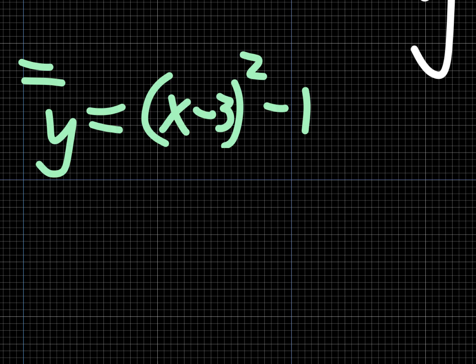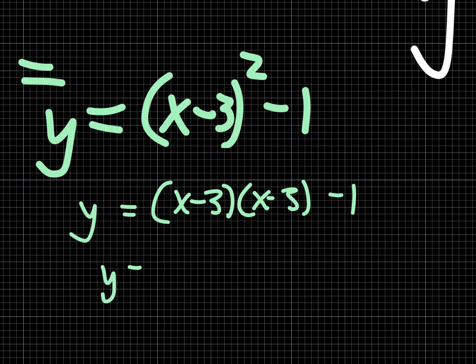All right, you should have known that this is (x minus 3) times another (x minus 3), and then you subtract 1. So that's going to be x squared minus 6x, and then negative 3 times negative 3 makes positive 9, but you take away the 1, and that makes plus 8.